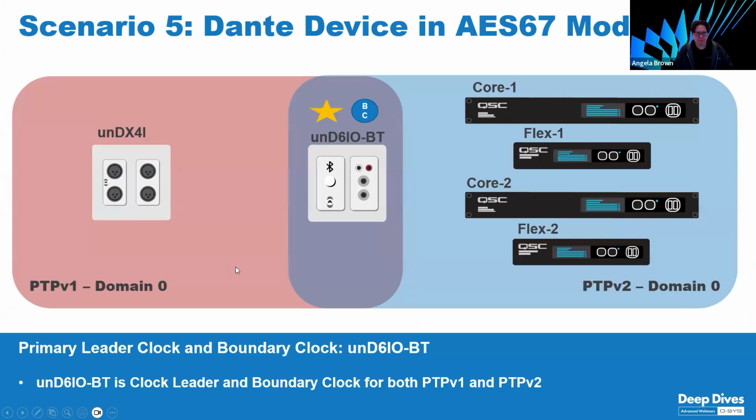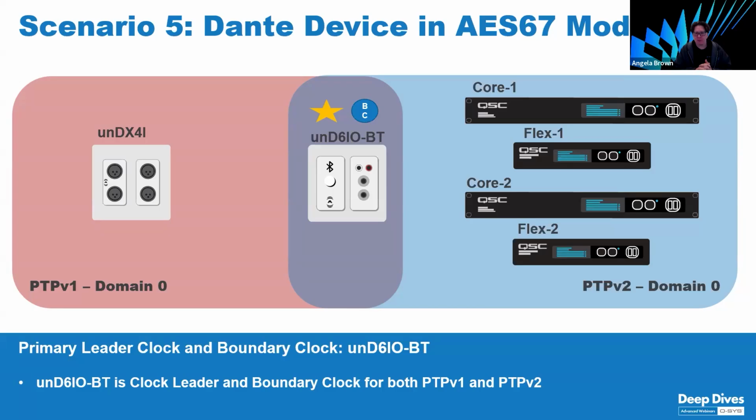All right, so getting back to our actual scenario, a really interesting thing is that the UND6IOBT becomes not only our clock leader, but our boundary clock. And it is a clock leader on both PTPv1 and v2. Like I just talked about, you can be a clock leader on multiple ports. Do we want that? Do we want a wall plate to be our clock leader? I'm not sure that we do.